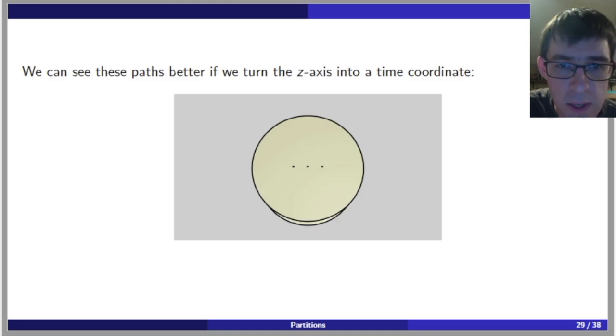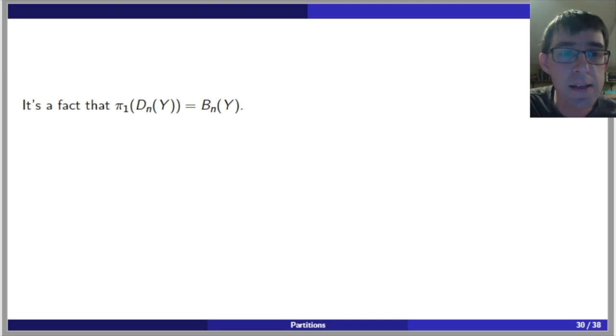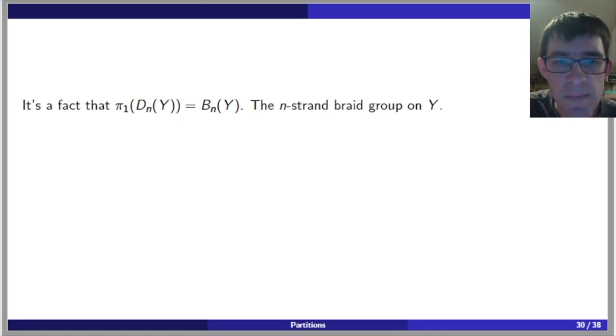This is called a braid. This is a mathematical braid. And it is a fact that the fundamental group of a configuration space, if you consider all loops on an unordered configuration space, is the same as what they call the braid group on that space, the full group of braids on the space Y. This is either a theorem or a definition, depending on your upbringing, how this is presented. All right, this is called the n-strand braid group on Y.